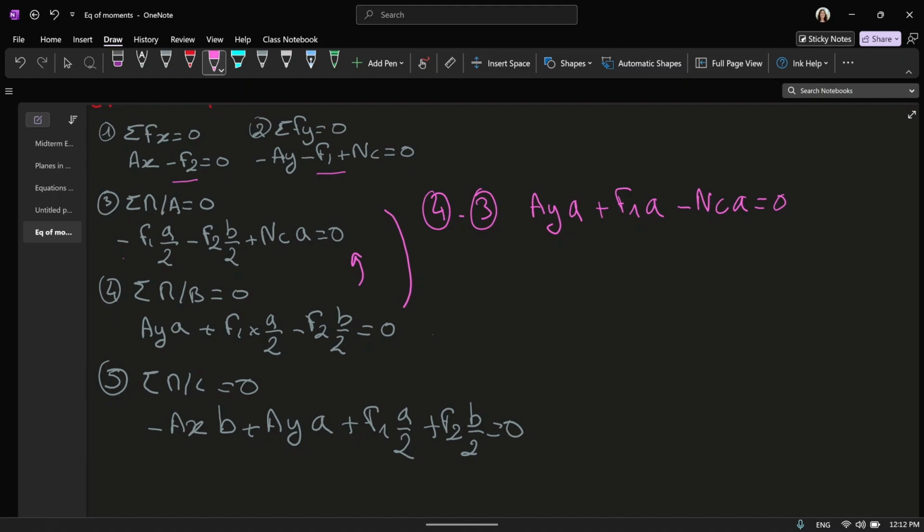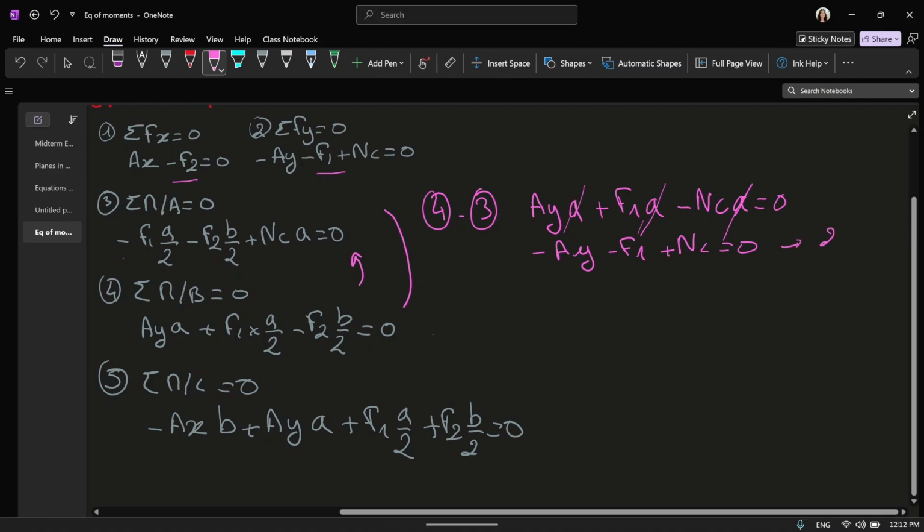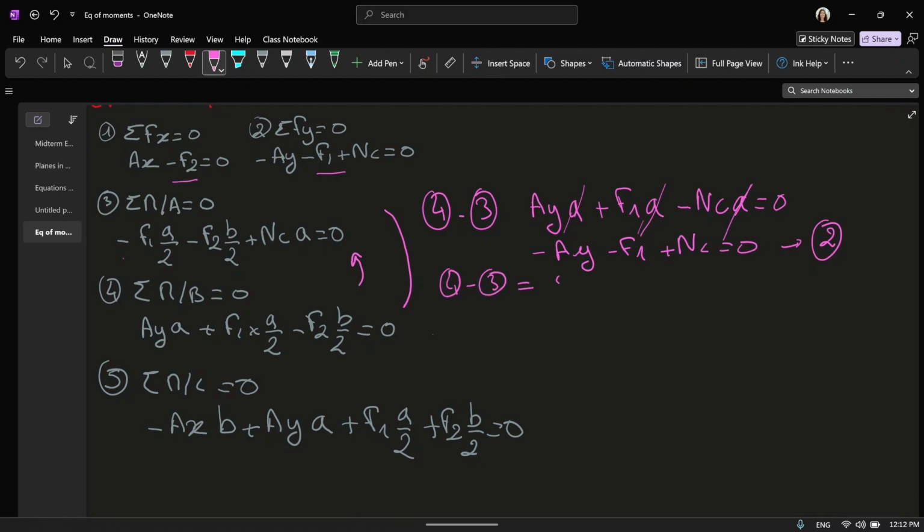We can remove the a, and we can switch the sign, because you will see where I will go. We get minus Ay minus F1 plus Nc equals 0. This equation is equation number 2. So equation 4 minus 3 equals equation 2. What does that mean? It means if we do sum of the forces on y equals 0, we can't do moment about A plus moment about B. That doesn't work. No.